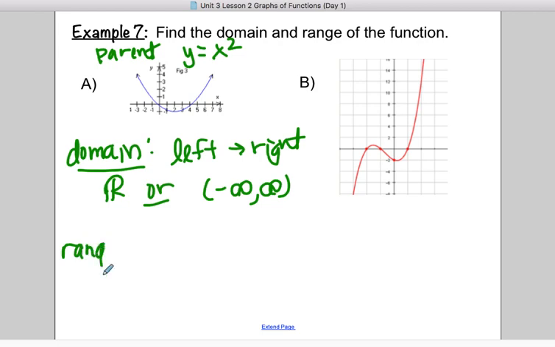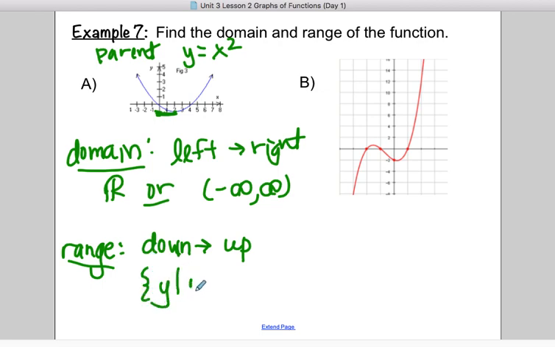So remember, our range is our y values. So that's where you look down and then up. So I'm looking down and I see that this is my smallest y value, and then it's going to go up. So it is all y values such that y is greater than or equal to 2. That's option 1. Or we can do interval notation.